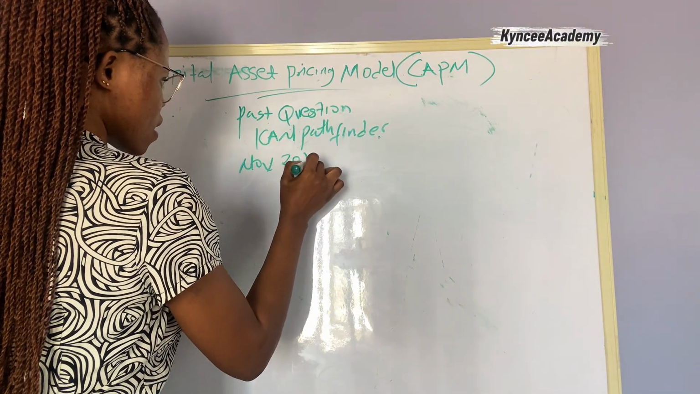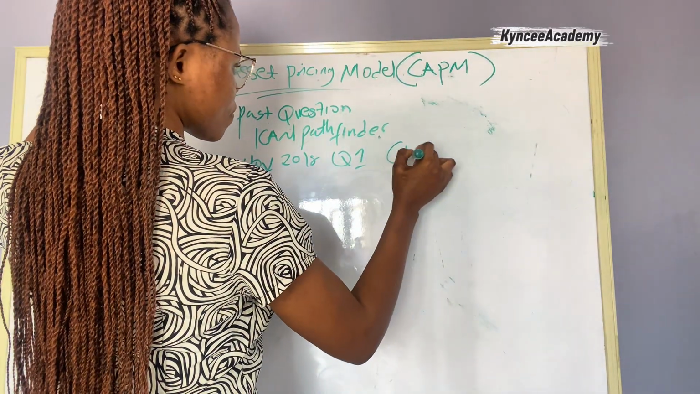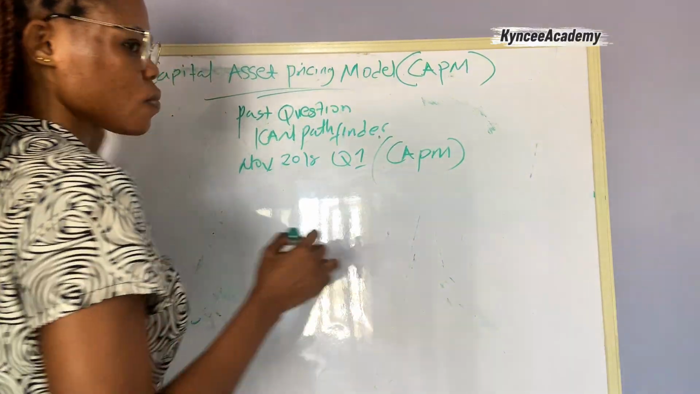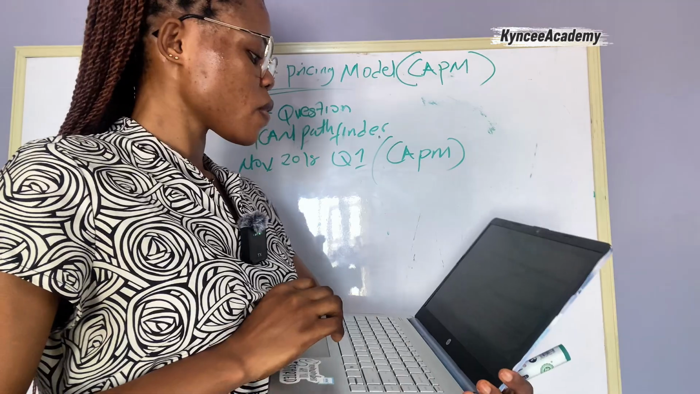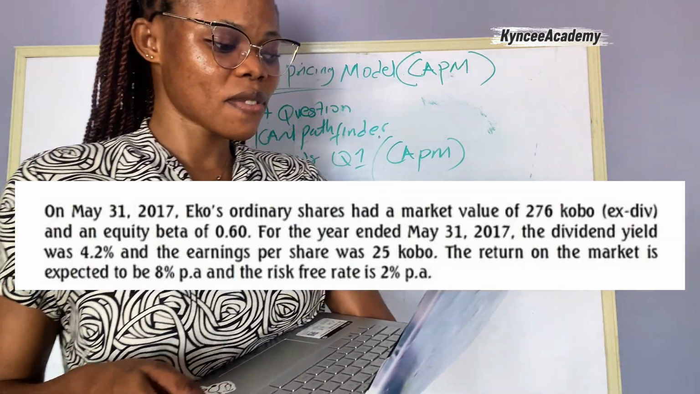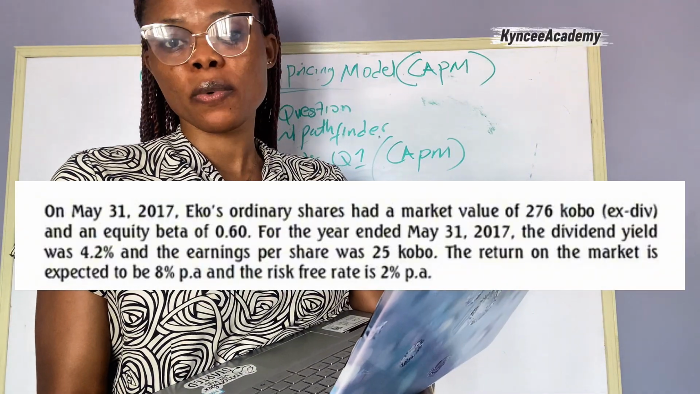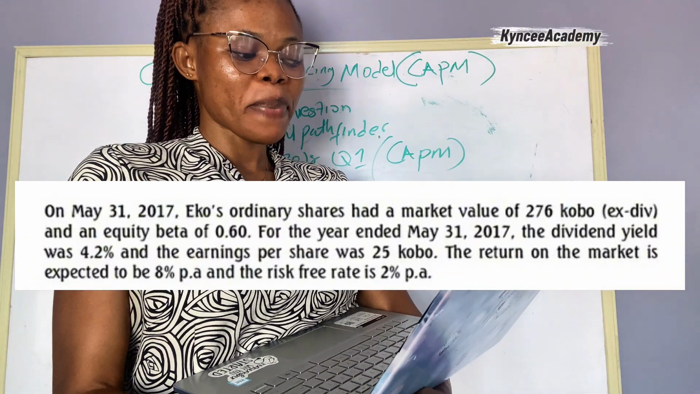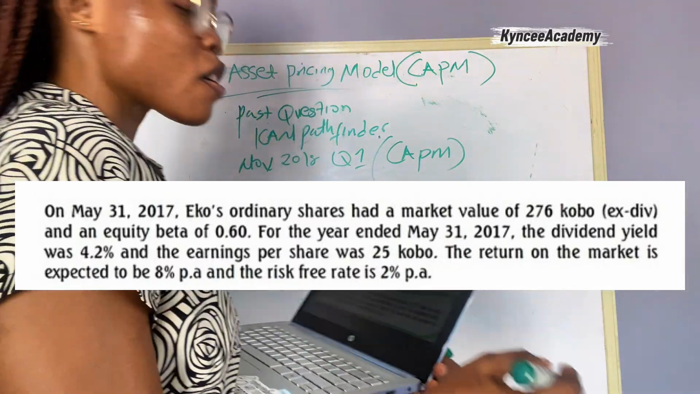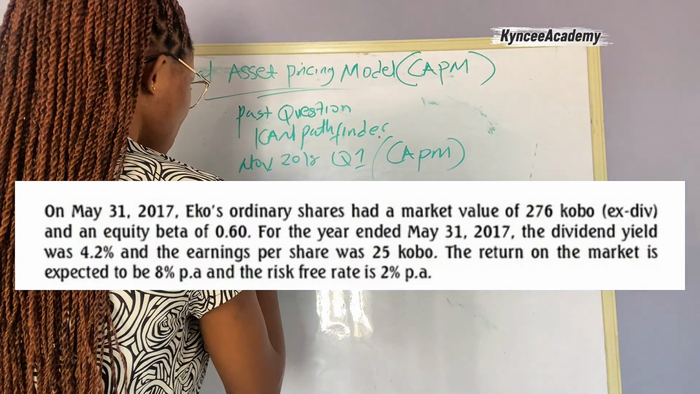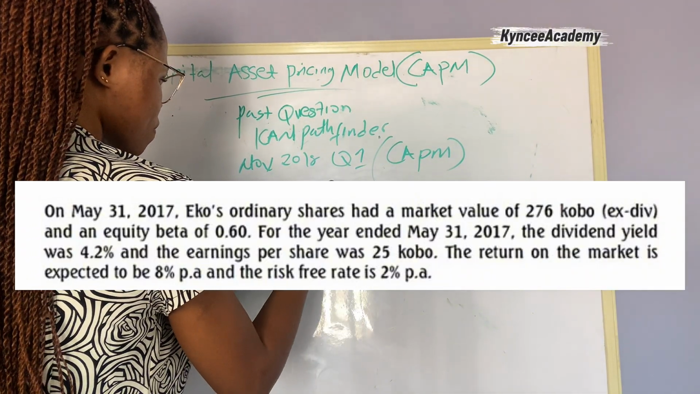November 2018, question 1, CAPM. So we are going to solve our first example now. The question said, on May 31st, 2017, Echo's ordinary share had a market value of 276 kobo and an equity beta of 0.6. Equity, that's our BE.